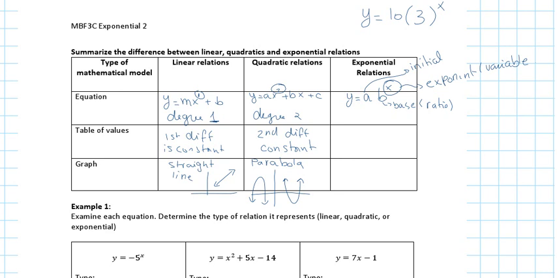In the table of values, what would be constant? The ratio, yeah. So to find the ratio, what do I have to do? Divide the y values: y2 divided by y1.